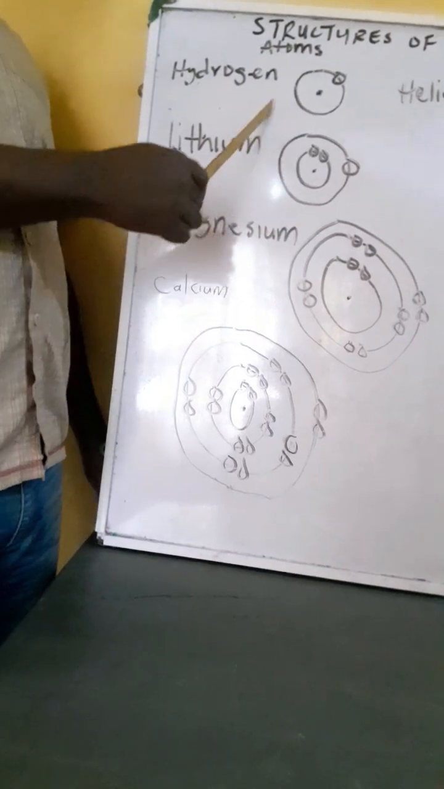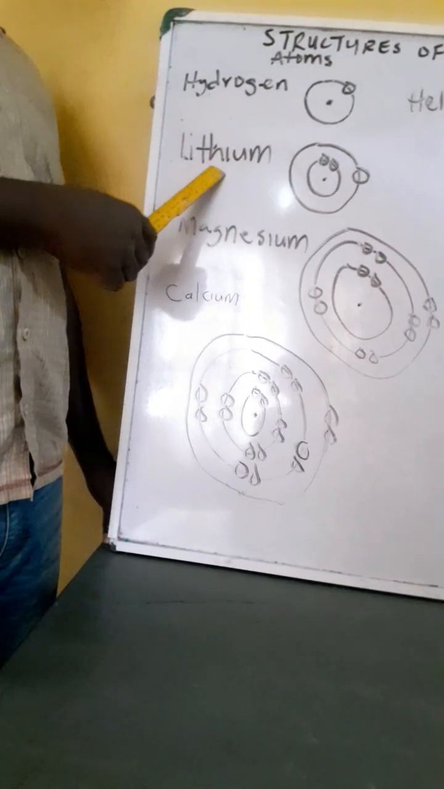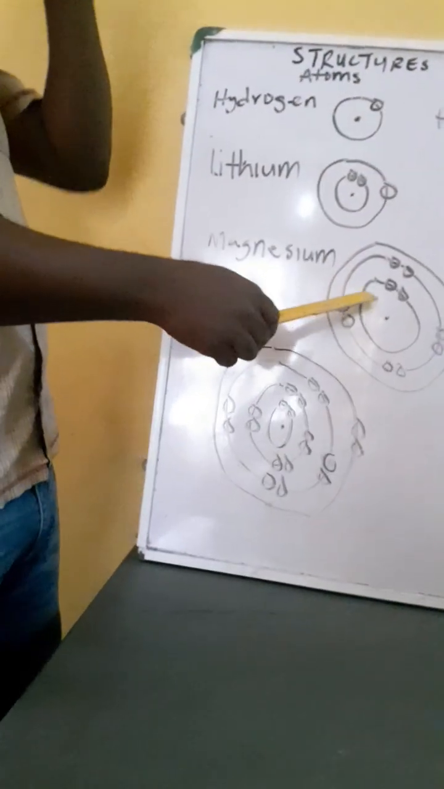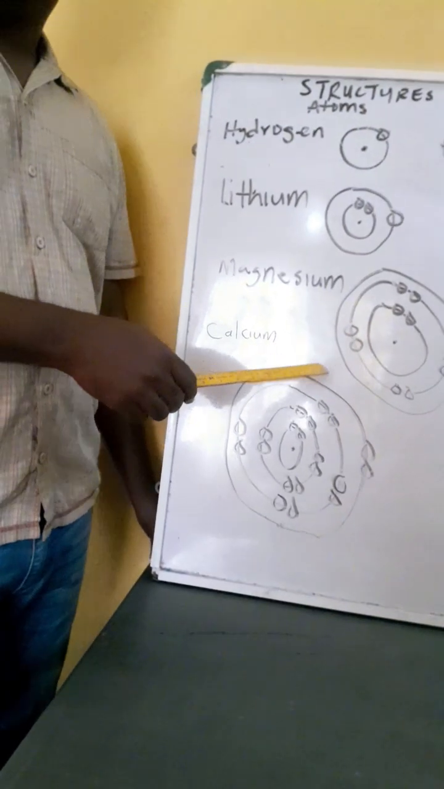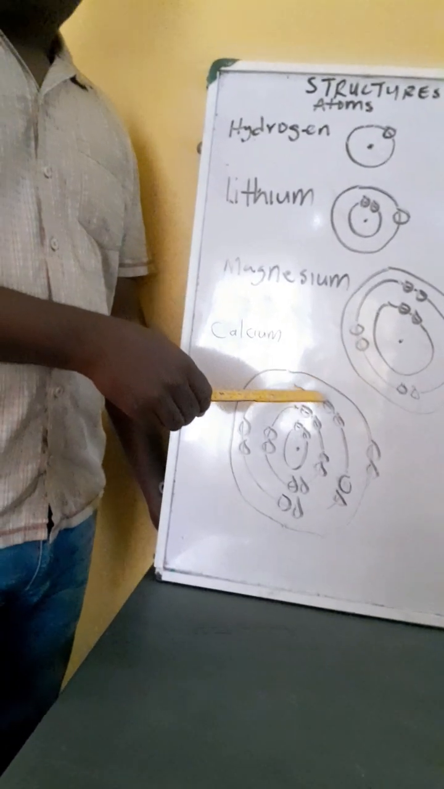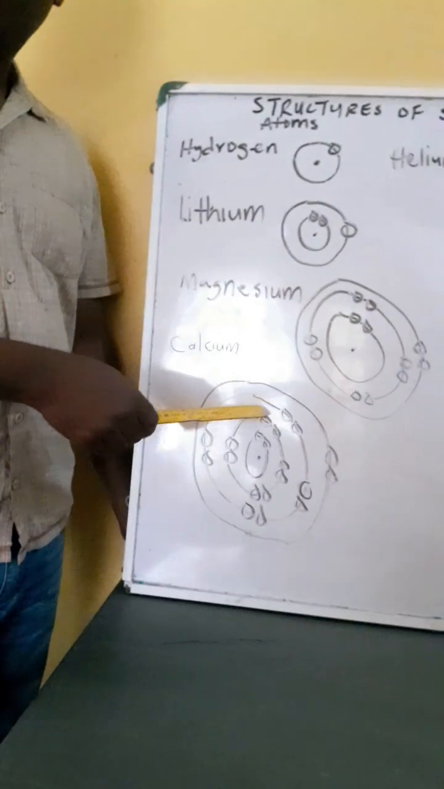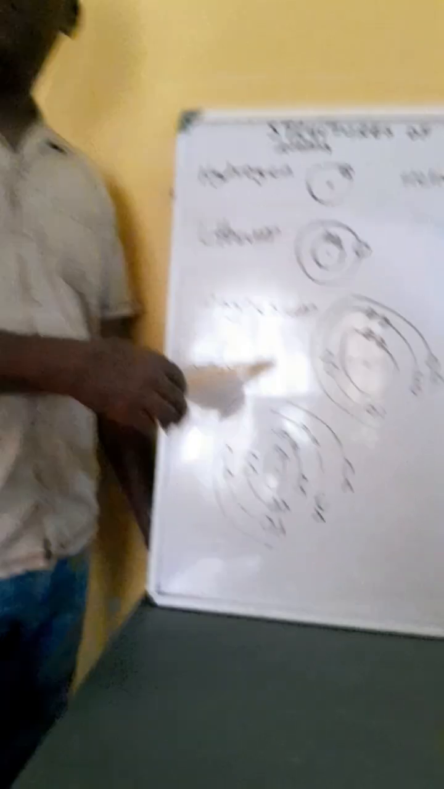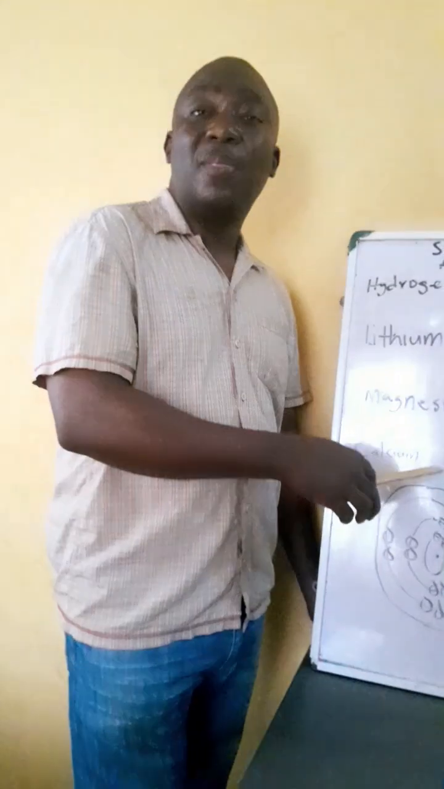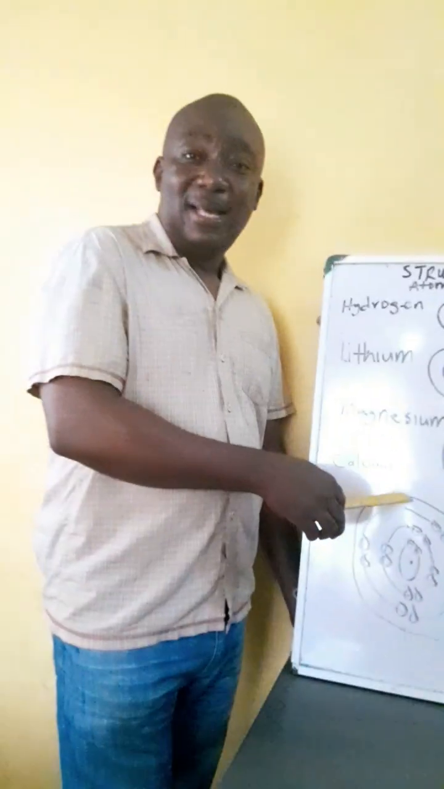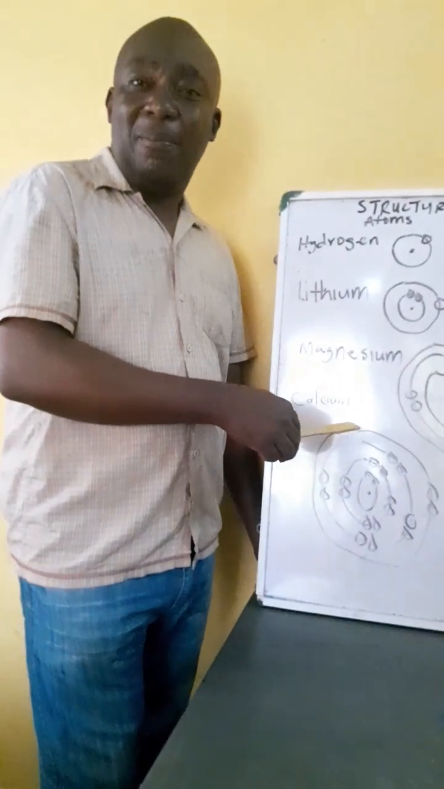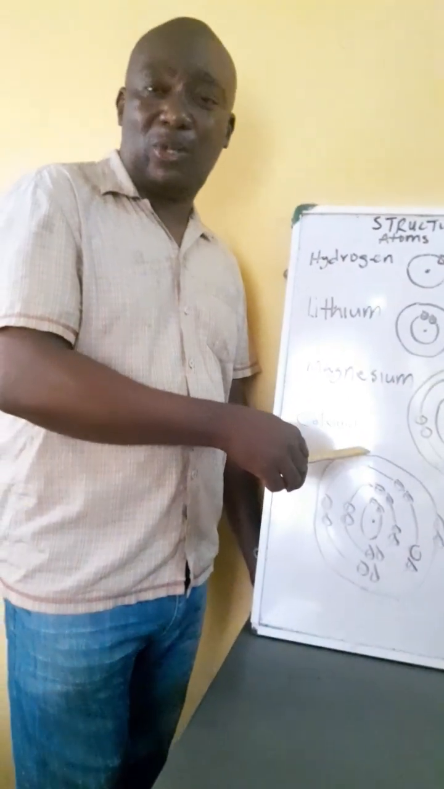I have tried as much as possible to explain how electrons are located around the nucleus of an atom, in the shells of an atom. And I have equally explained what atomic number is. In our next class, we are going to talk about the mass number of atoms.